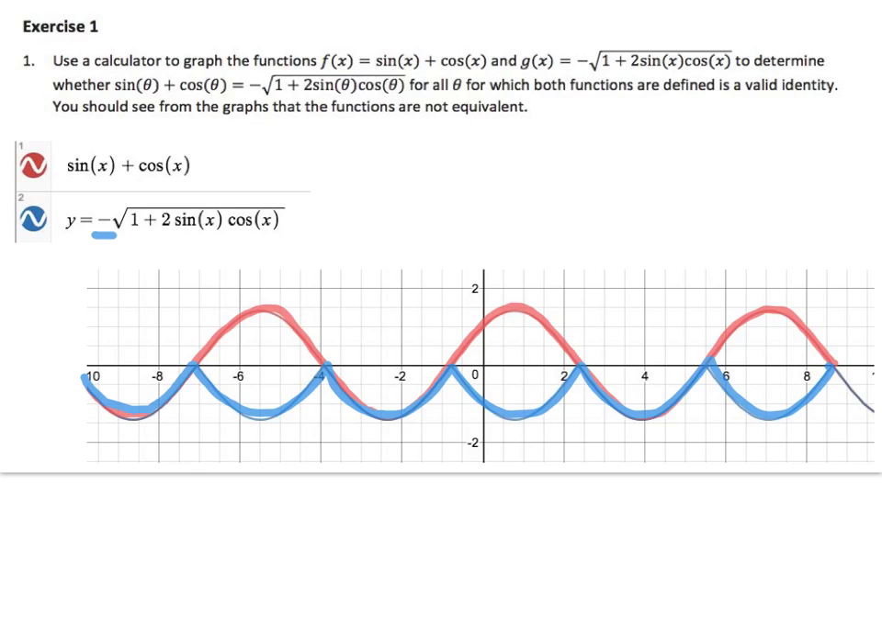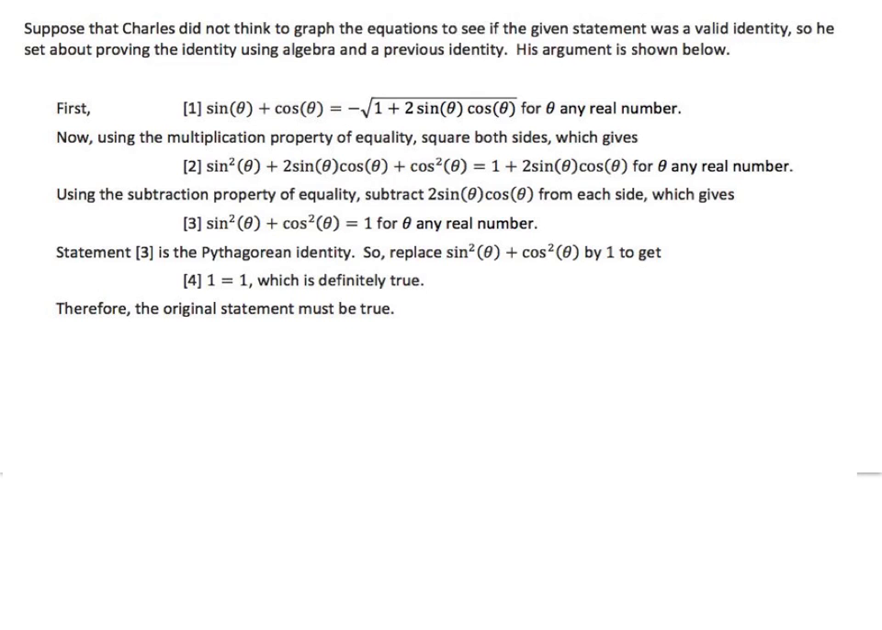Again, the purpose here is to show you that if you start with the goal of a proof, you can end up proving that a statement is false. So here we're going to see how a line of reasoning can go wrong, how your thought process could lead you astray. Suppose that Charles did not think to graph the equations to see if the given statement was a valid identity. So he set about proving the identity using algebra and a previous identity. His argument is shown below.